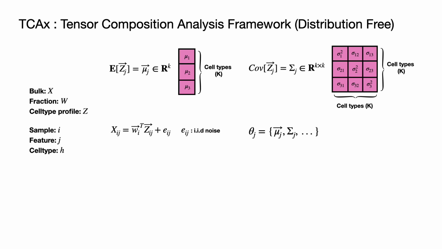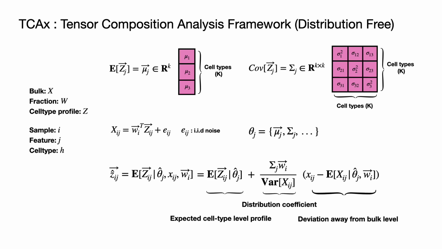We're going to briefly talk about the actual model parameter estimation step in the next slides, but once we have those estimated parameters, we can start our inference. Now we're going to set our TCAX best estimation of this cell type specific signal to be the conditional expectation of Zij, conditioning on the learned model parameters, the observed bulk level profile, and the estimated cell type proportion. And it turns out that it has a very nice closed form solution.